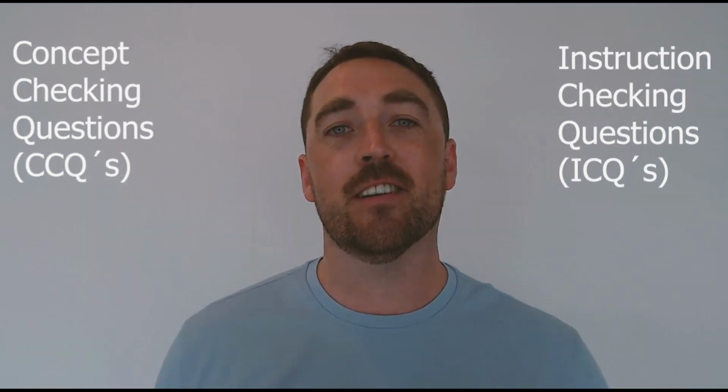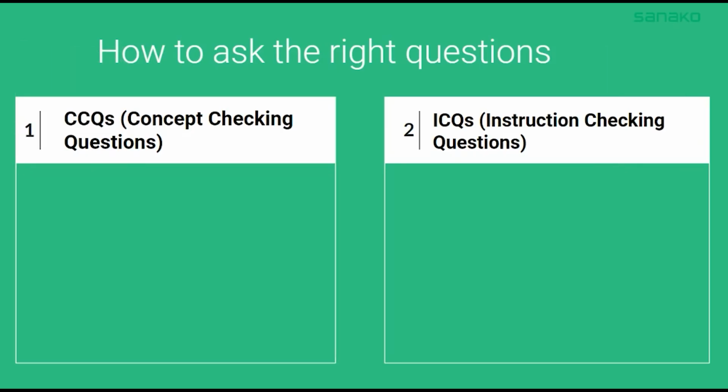So, let's get started. To avoid confusion in the classroom and to ensure clarity in task completion, we must use concept checking questions, CCQs, and ICQs, instruction checking questions. Firstly, we will look at the meaning. Here we check the overall understanding of the meaning or definition of a concept or language item. This aims to ensure that learners comprehend the intended meaning accurately.